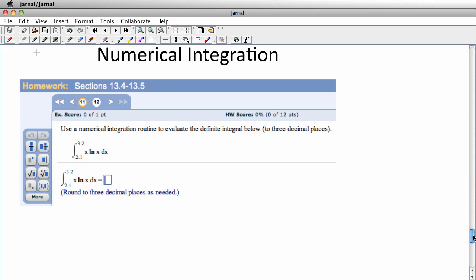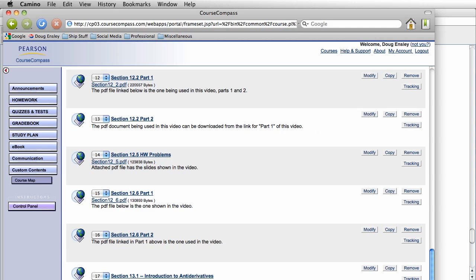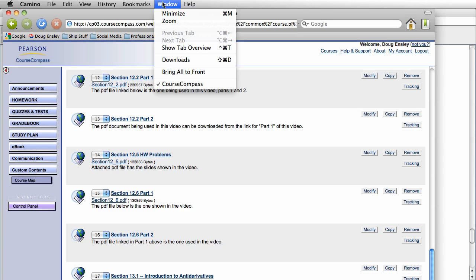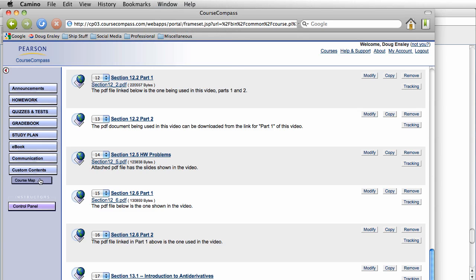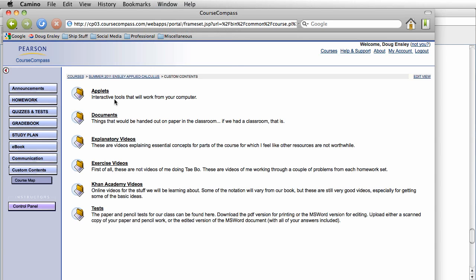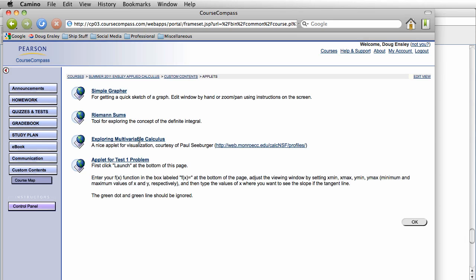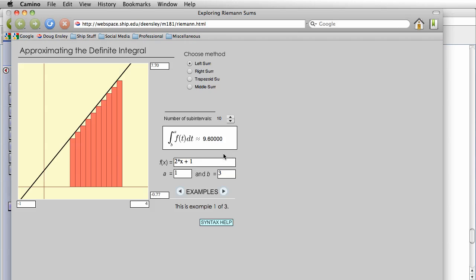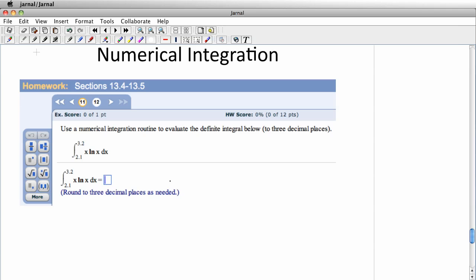This question has to do with numerical integration, which is something that you can do using either applets on the computer or on your calculator. So I'll show you both ways of doing it. The applet method can use the applet that I had open before, which apparently I've closed. So in custom contents applets, there is something that says Riemann sums. That's technically the name for these sums of rectangles. So if you open that, you can put any function you want in here.